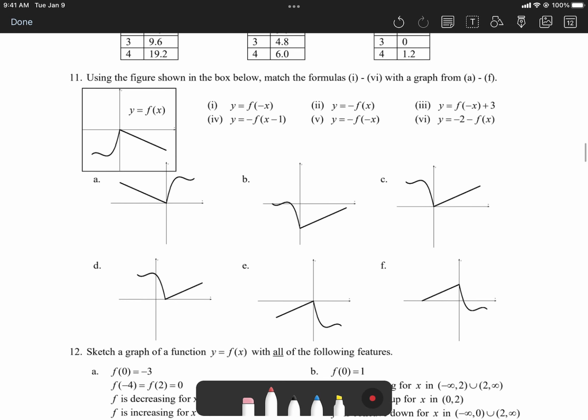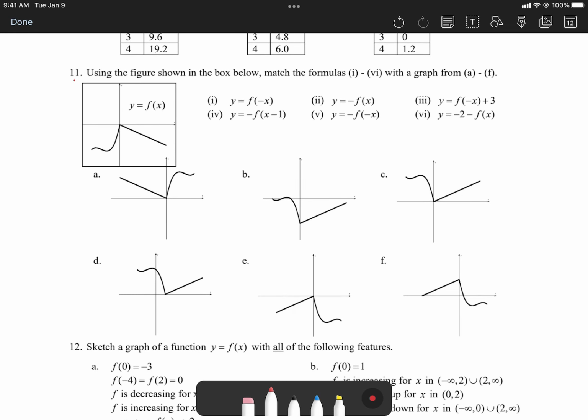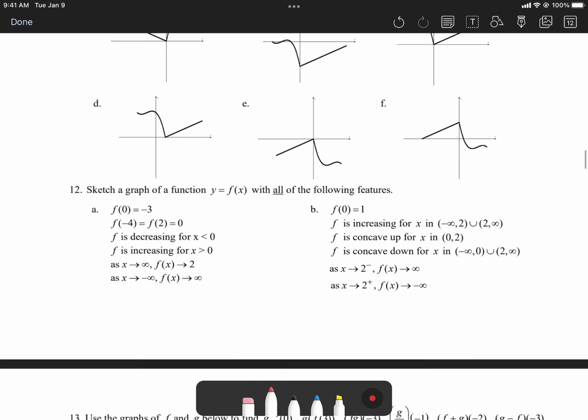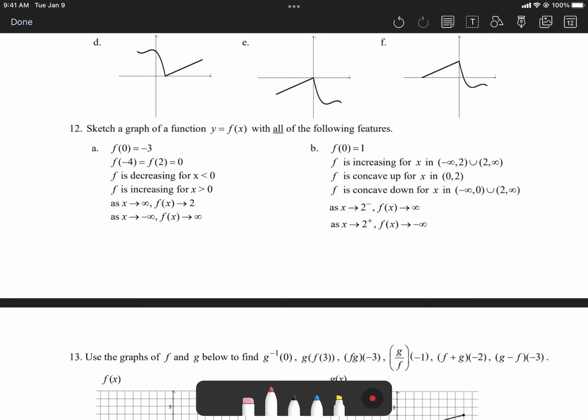Then we're going to do 11. 11 deals with transformations. You're just taking these here and matching them with the graph. This is the graph that we're translating some way or another. Note card 11 has all your different translations, what everything means, so you can look and match your graphs. Then number 12. 12 we're also going to do, it doesn't have a note card, it's just sketching a graph given some criteria. So we're going to look at that one.